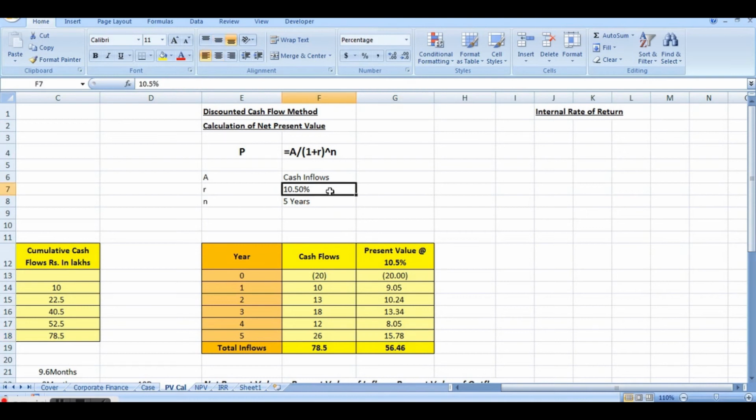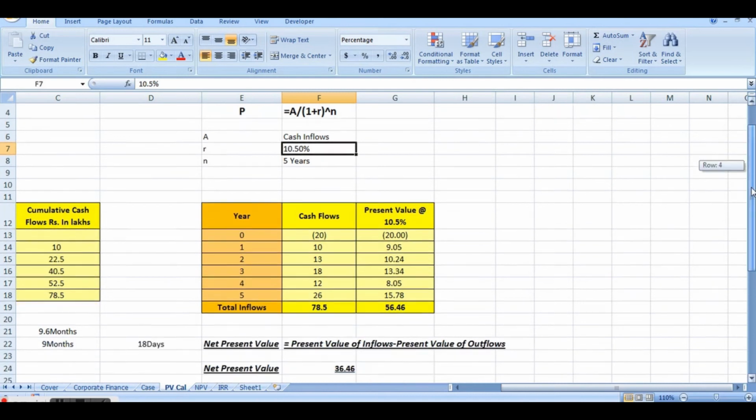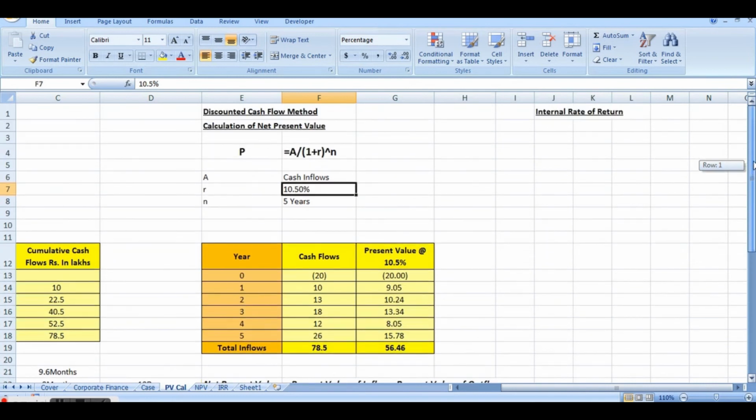So if this value goes up, meaning if the R goes up, the present value of the inflows will go down. Let us take an example. Currently we are calculating it at 10.50%. Let us change it to 15%. But before that, check the figures here. Present value of inflows is 56.46 and NPV is 36.46.